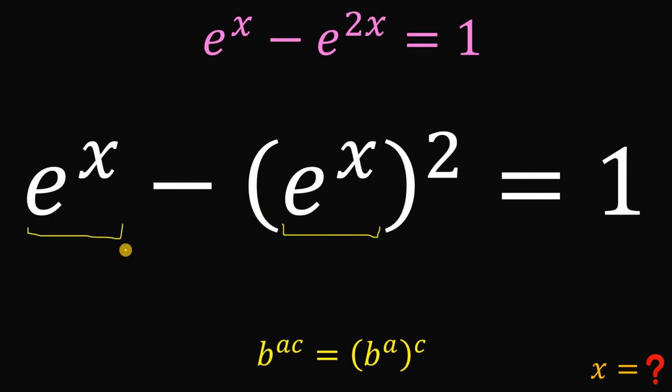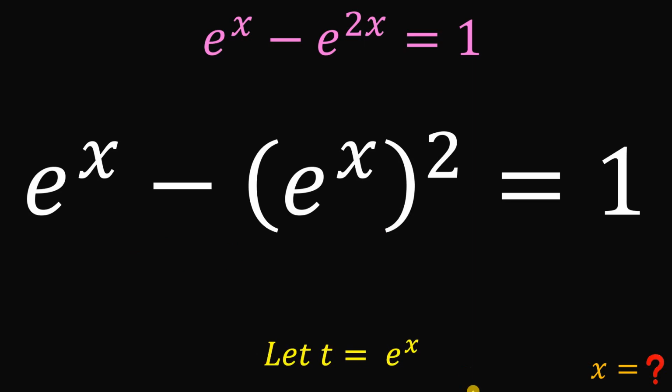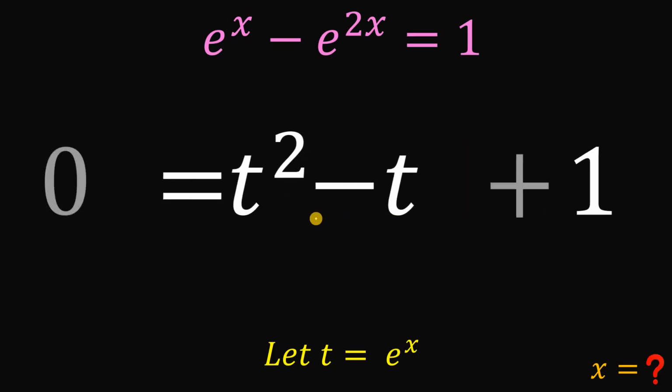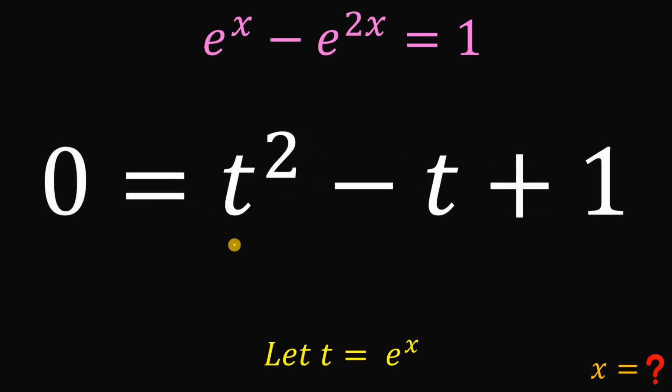Now, at this point, since we have the same term, what we're going to do is to replace this with another variable, and let's call this t. So, let t be equal to e raised to the power of x. Now, all of this e raised to the power of x, we can replace with the variable t, like this. And now, it looks like a quadratic equation in terms of t. Now, what we're going to do is to rearrange some terms a little bit, and let's equate this to 0. So, we have 0 equals t squared minus t plus 1.